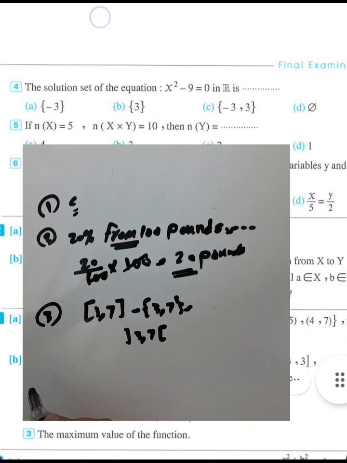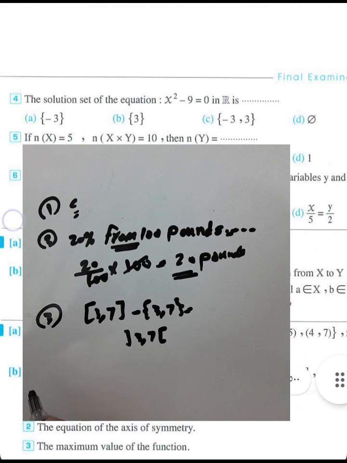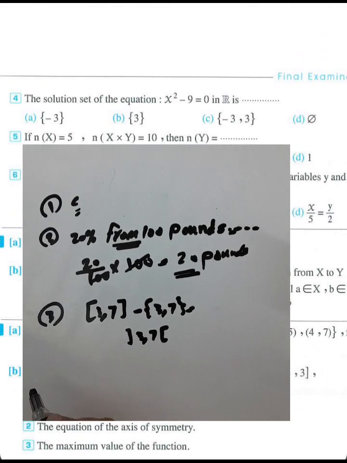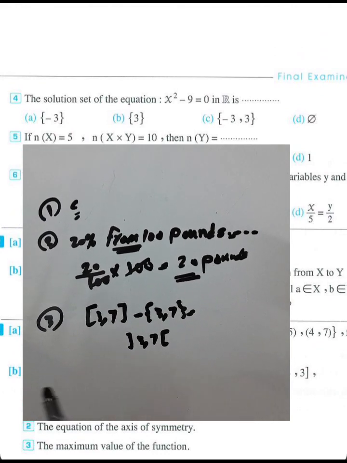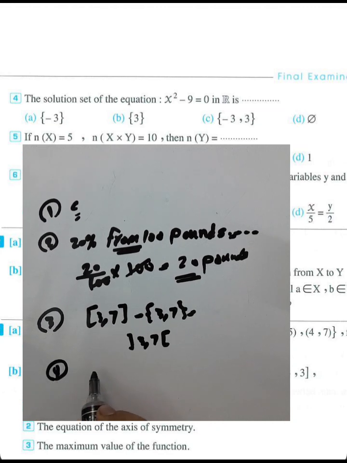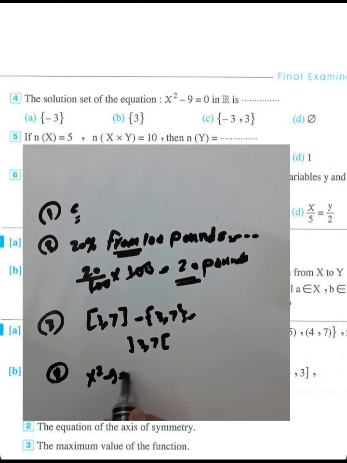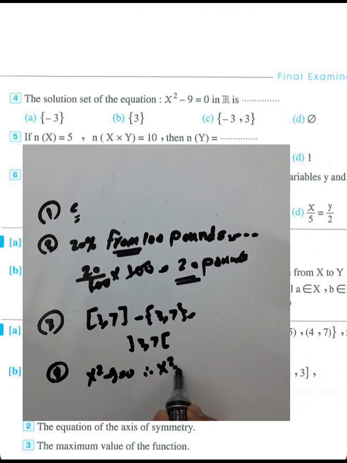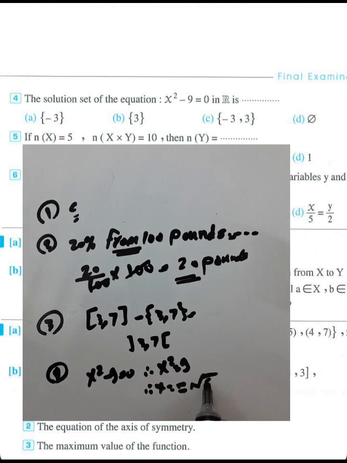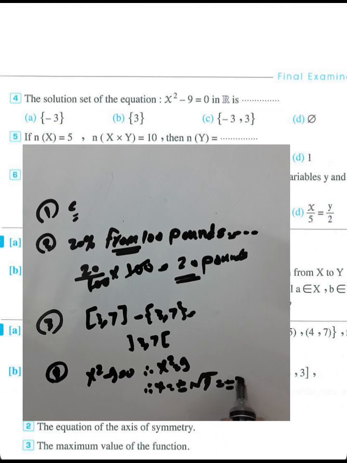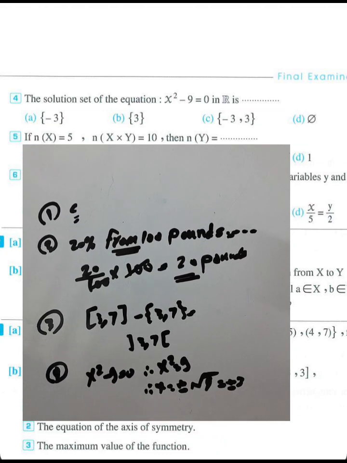Next example, number 4. The solution set of the equation x power 2 minus 9 equals 0 here in R. It will be positive or negative. x power 2 minus 9 equals 0, then x power 2 will be 9. Then the value of x will be positive or negative square root of 9, which is positive or negative 3.